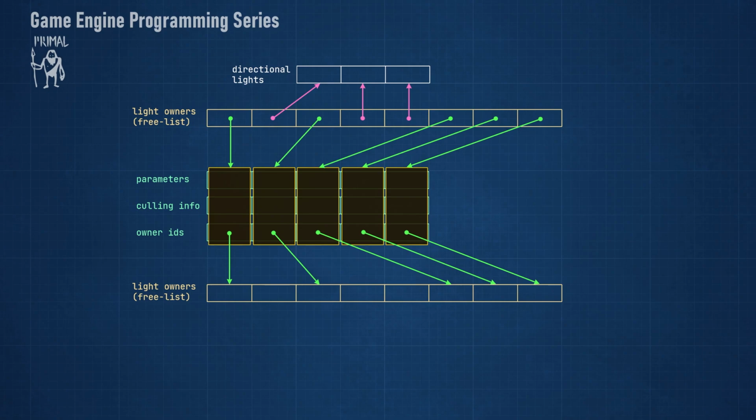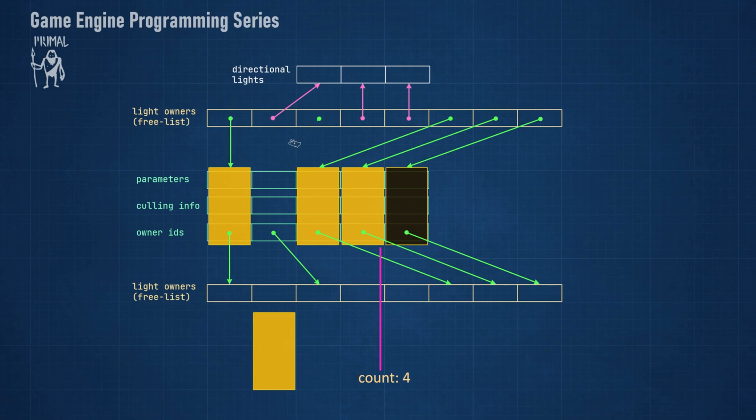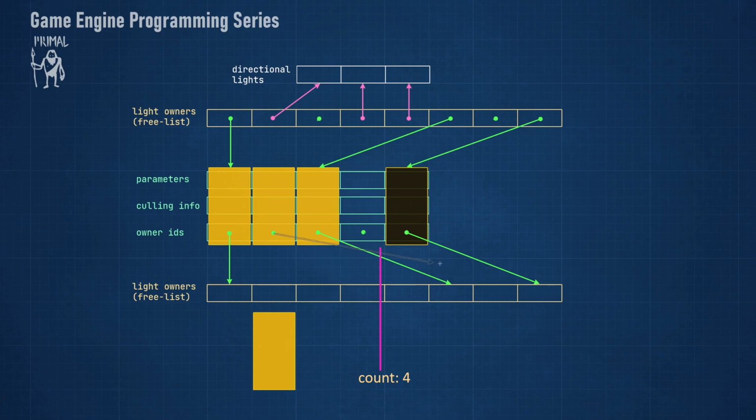I duplicated this free list in order to avoid having arrows all over the place, but it's the same free list displayed twice. Now the idea is that we keep all light data for lights that are enabled in a contiguous array. We have a counter that keeps track of how many lights are enabled. For example, if we want to disable the second light in this list, we swap its data with the last enabled light. We also update the indices in light owners array to point to the new locations.